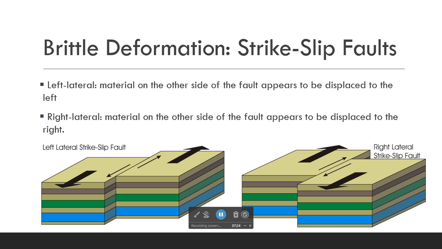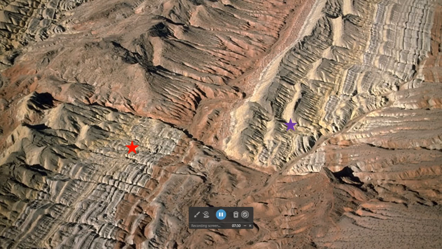The type of strike-slip fault is really just dependent on the direction in which those strike-slip faults have moved. And the way you can kind of tell this is if we were standing on the red star here, we would ask ourselves what direction the rocks across from us have moved. So in our case, where the purple star is, if we were standing on the red star, it would have moved to our right. So that would be a right lateral strike-slip fault.